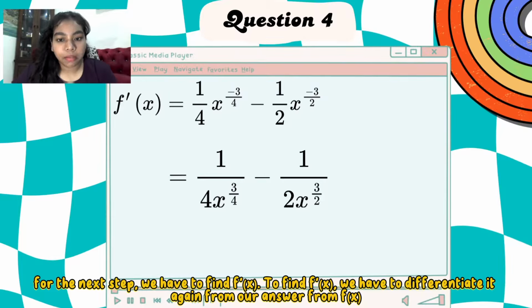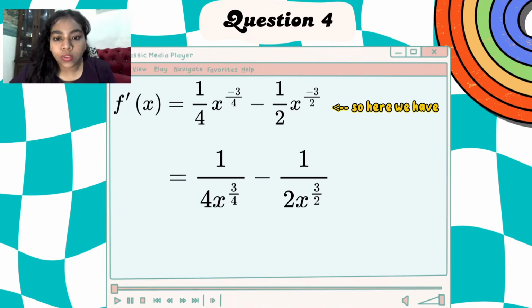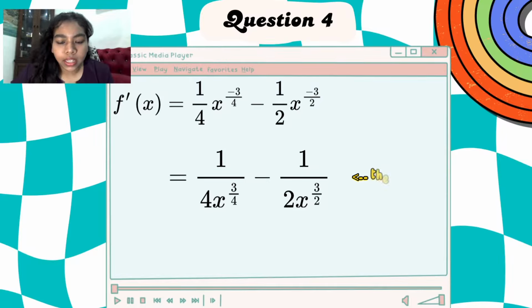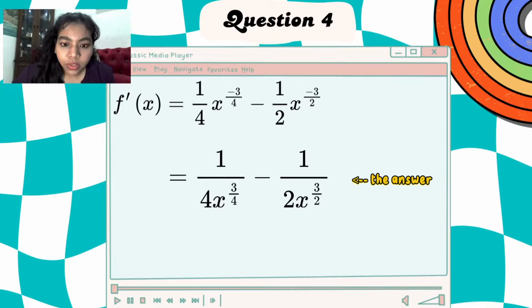Okay, so for the next step, we have to find f prime x. To find f prime x, we have to differentiate again from our answer for f(x). So here we have 1 over 4 x exponent negative 3 over 4 minus 1 over 2 x exponent negative 3 over 2. And the answer for that is 1 over 4 x exponent 3 over 4 minus 1 over 2 x exponent 3 over 2.